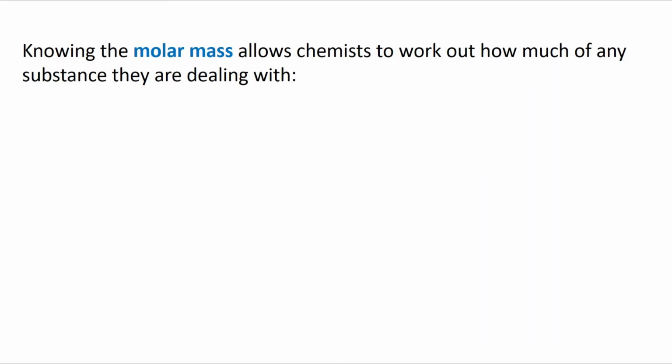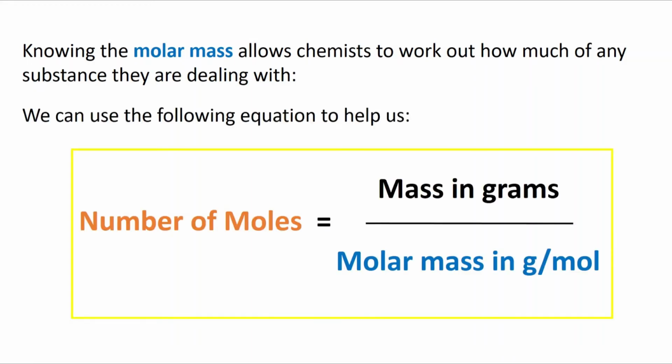Now, knowing this molar mass allows chemists to work out how much of any substance they're dealing with and how many molecules or atoms they have in their reactions. We can use the following equation to help us. The number of moles is equal to the mass of the substance divided by the molar mass. Remember, we can calculate the molar mass of any substance if we know its chemical formula and we look up the atomic masses of the elements from the periodic table, just as we did for glucose.